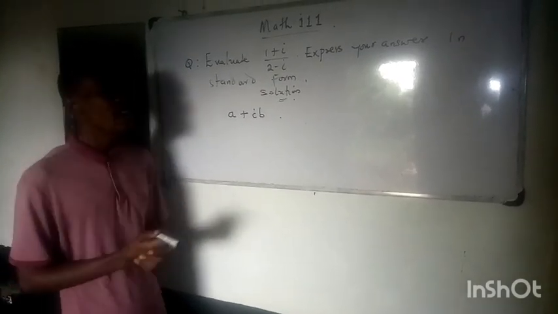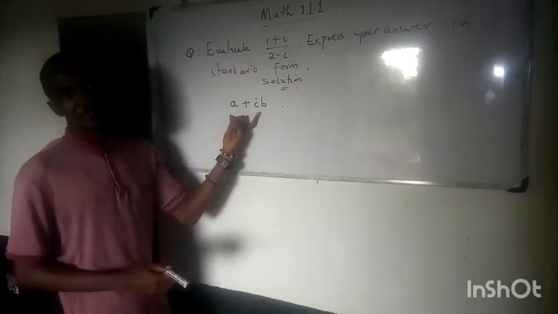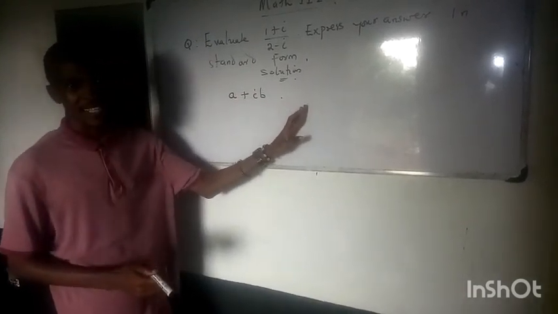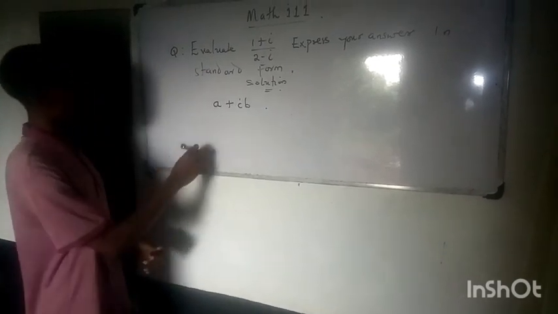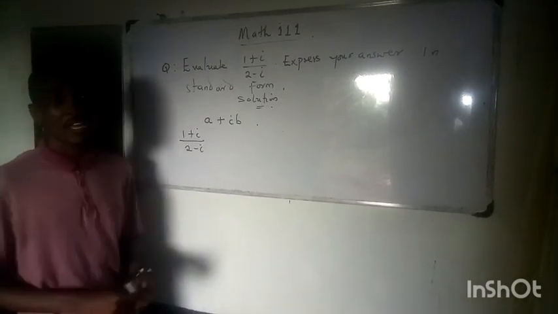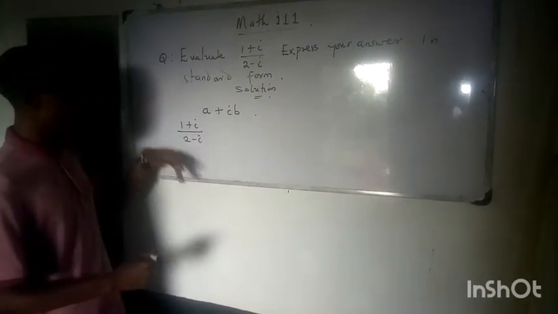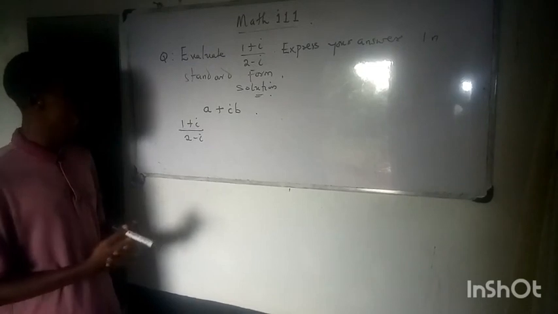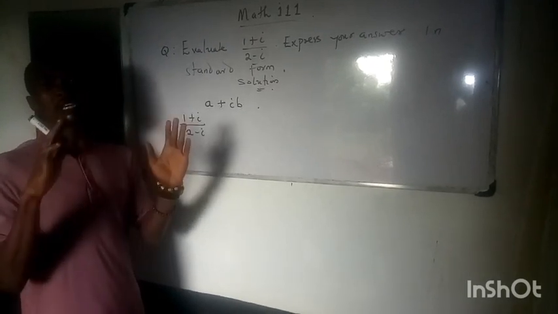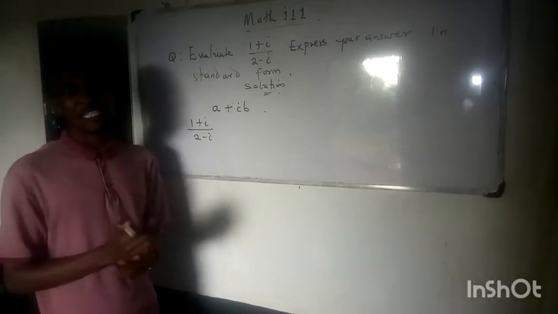So what they want us to do is to rewrite this particular form in this form, whereby we have the real part and then the imaginary part. Now let's go. We have (1 + i)/(2 - i). What do we need to do? This is a rational expression having the numerator and the denominator. So what we need to do here is quite simple. All you need to do is to multiply both the numerator and the denominator by the conjugate of the denominator.